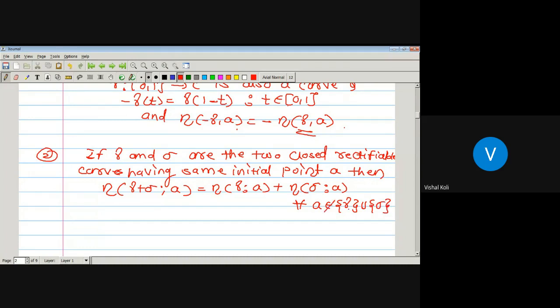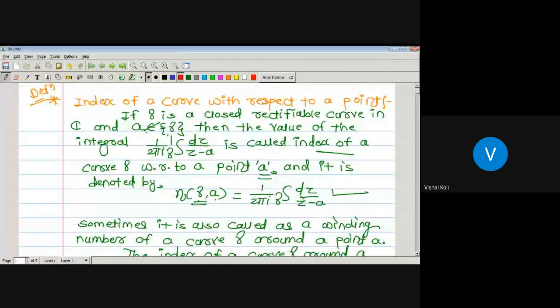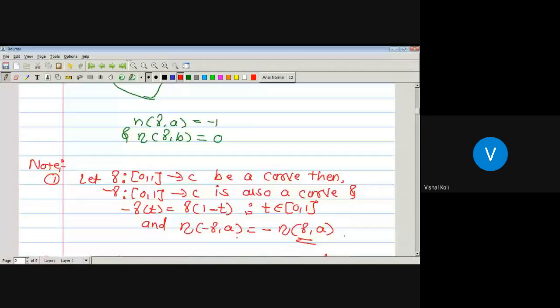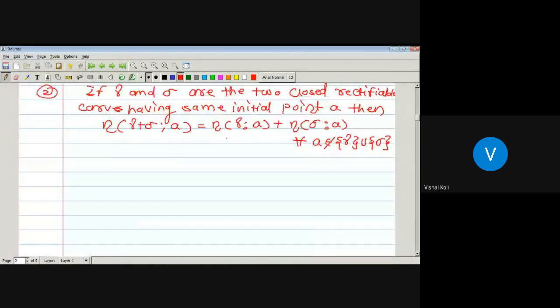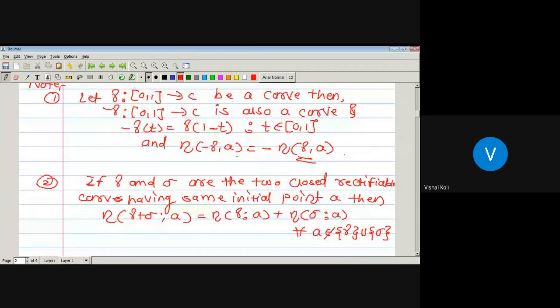Okay, it is not belonging to this curve, since by definition itself we have to take A to be any point which is not belonging to the trace of gamma. As this one is again a definition of index, therefore here we have to take a point which is not belonging to both the curves, that is, it is neither belonging to the curve gamma nor to the curve sigma. Similarly for this one also, the negative of a given curve is also defined for A not belonging to curve gamma. Okay, so these are the two important notes.